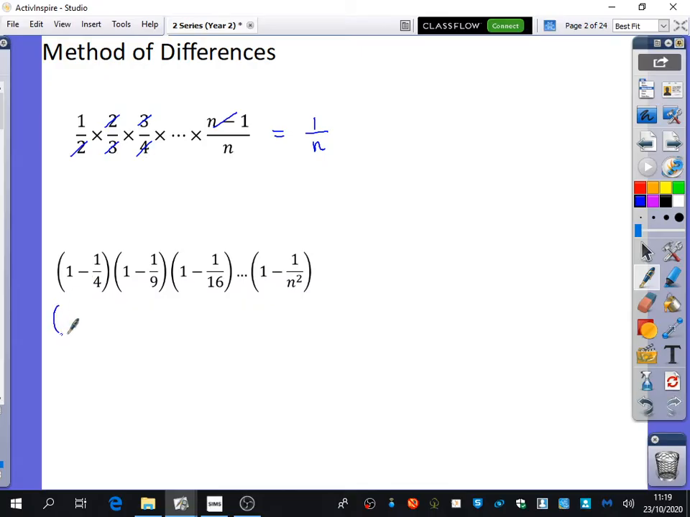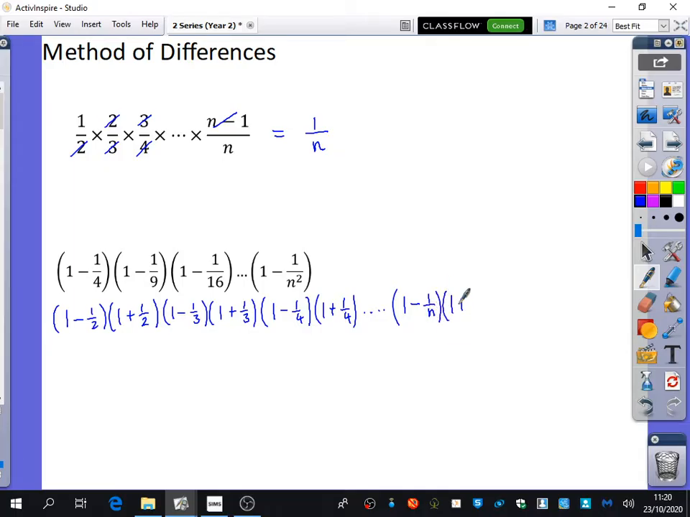So what would 1 minus a quarter be? 1 plus a half. I'm actually going to do it 1 minus a half, 1 plus a half, I think. Let me check in a second. 1 minus a half, 1 plus a half. And then this bit would be 1 minus a third, 1 plus a third, 1 minus a quarter, 1 plus a quarter, etc. And then our last one would be 1 minus 1 over n, 1 plus 1 over n.